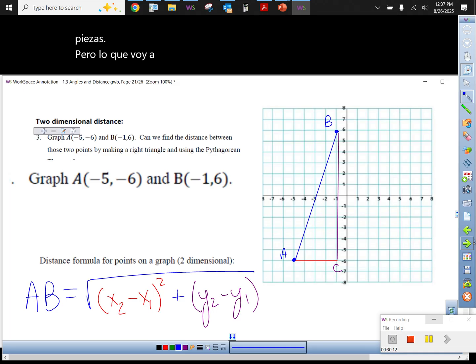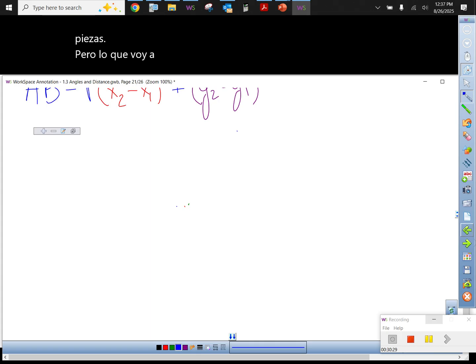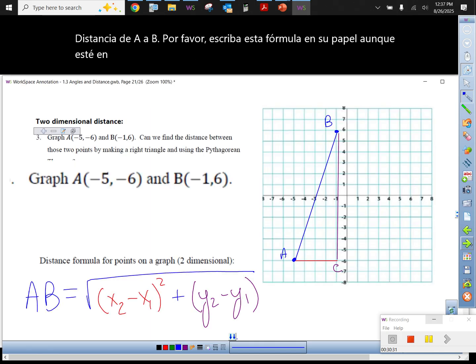But we're going to do this. What does this capital A, capital B mean right next to each other with no bars over it? It starts with a D. What does it mean? Distance from A to B. Please write this formula down on your paper, even though it's on your yellow card. Sorry. So it is the, oh man, what does that big symbol mean right there? Not squared, but square root. It's been a while since you've seen it.